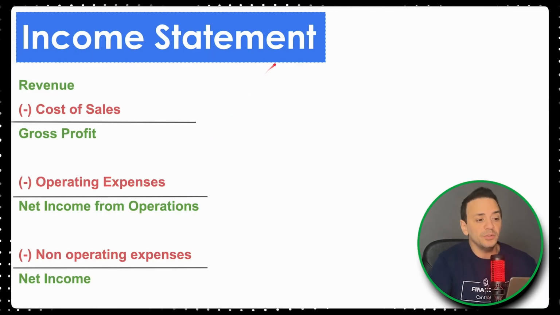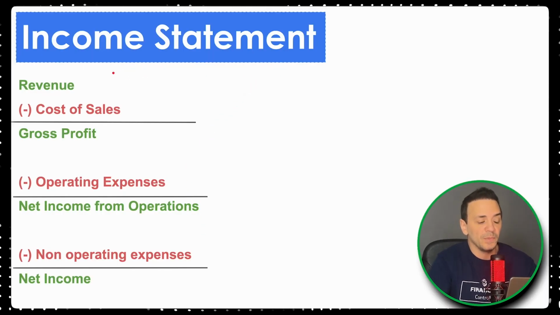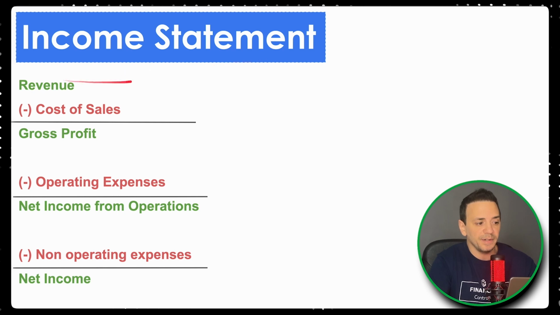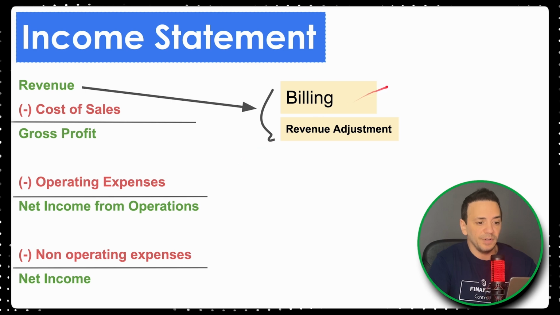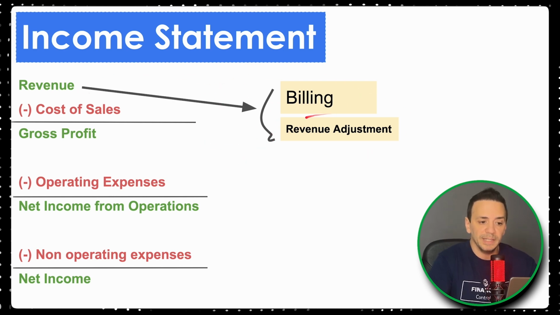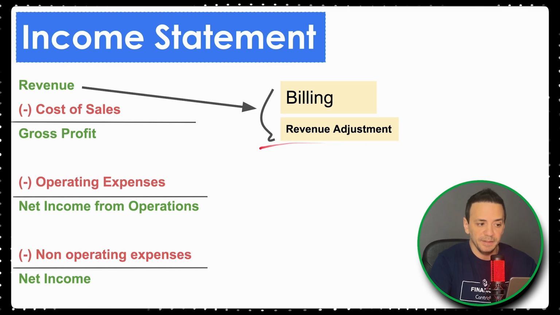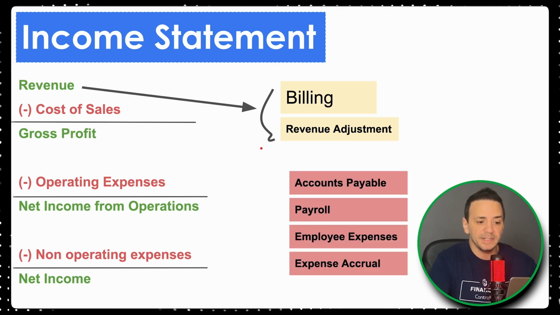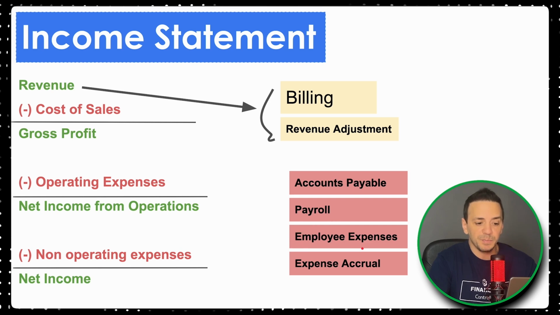Okay, now where to locate them on the financial statements? Well, when we look at the income statement, the various elements, we've got revenue, cost of sales, operating expenses, non-operating expenses. The way that the financials are being populated is that revenue gets populated from billing and revenue adjustments at month end, right? And then the various elements of the business are going to be accounts payable, payroll, employee expenses, and then expense accrual or accrued expenses, which is the second topic we're talking about today, right?